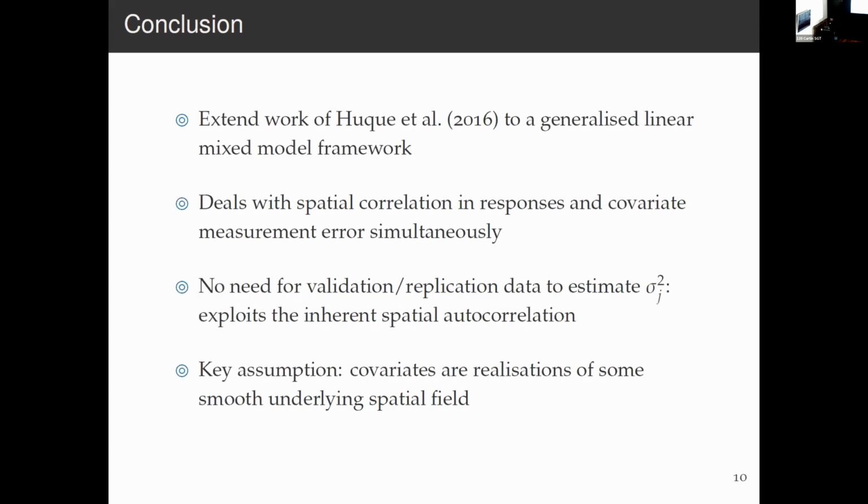So to conclude here, we extend the work of Hugh et al. to a generalized linear mixed model framework. And the key contribution of this is that we don't need any sort of validation or replication data to estimate sigma j squared. Instead, we exploit the inherent spatial autocorrelation of the covariates to get around that. A key assumption here is that our covariates need to be realizations of some underlying smooth spatial field. If it's not smooth, then this method won't work. Okay, so thank you.